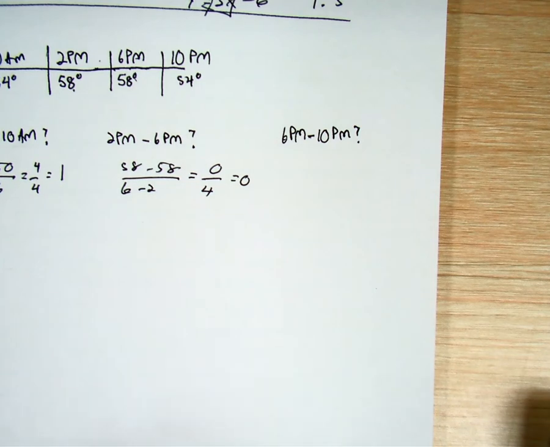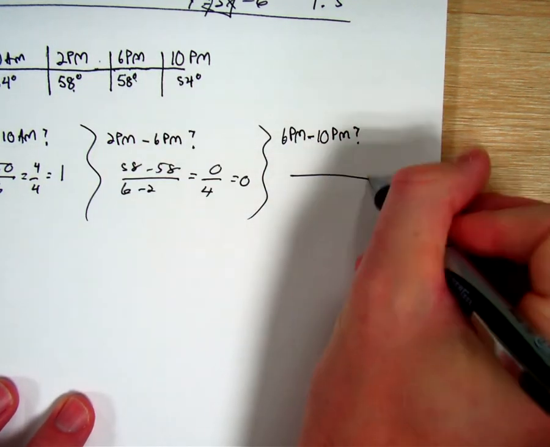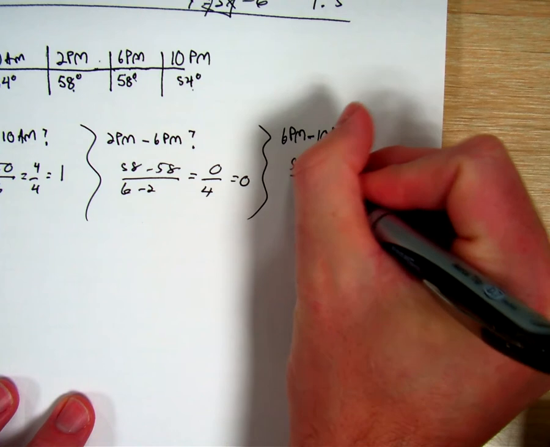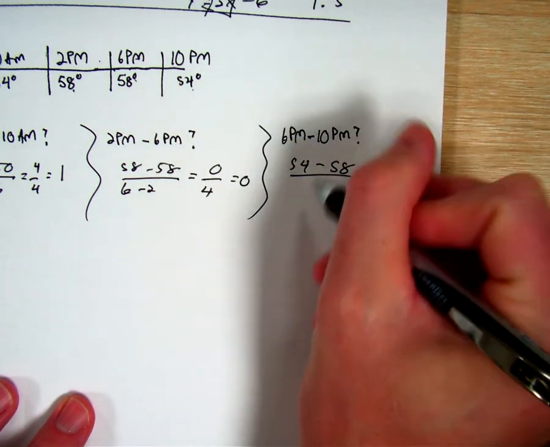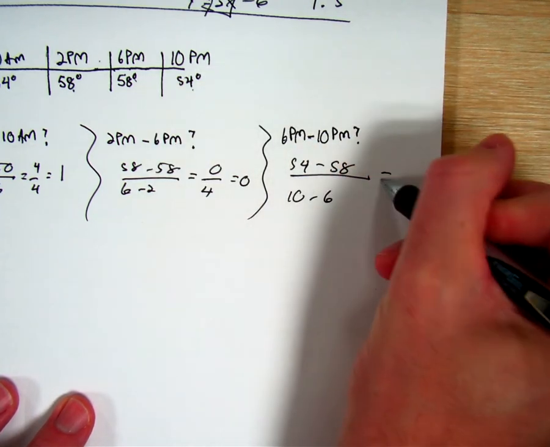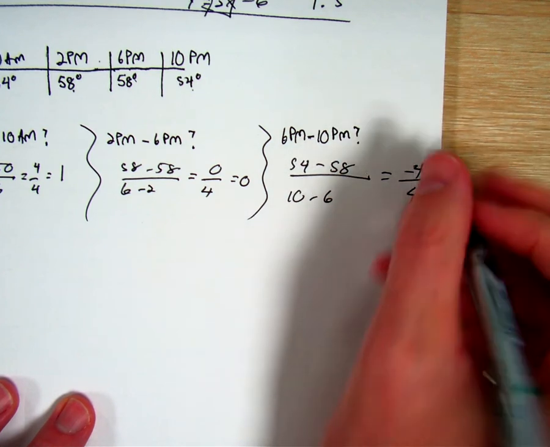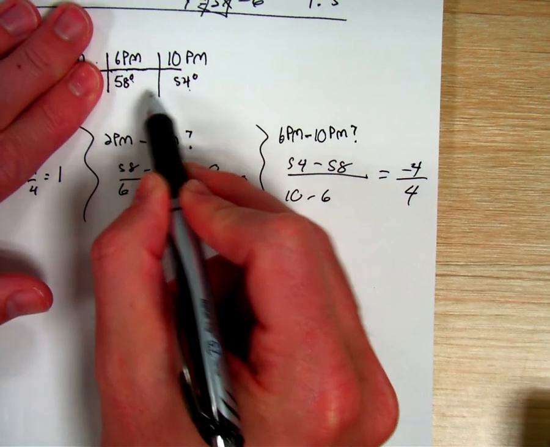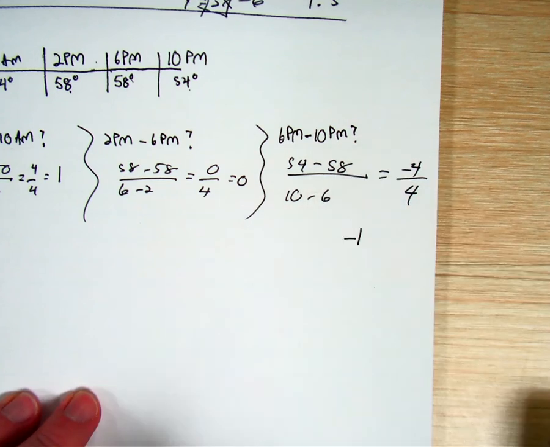Push pause and you guys can try 6 p.m. to 10 p.m. Okay, let's see how you did there with that. So at 10 p.m. we had 54 degrees. 6 p.m. we were at 58. 10 minus 6, so we have a negative 4 on the top, a positive 4 on the bottom. And we can tell we're going down in temperature now, so that makes sense that our slope is negative 1 degrees per hour, negative 1.